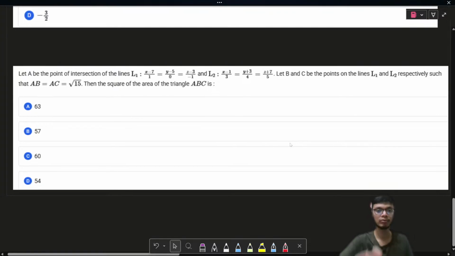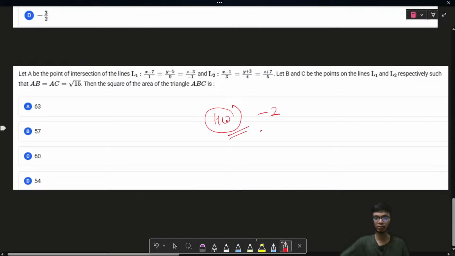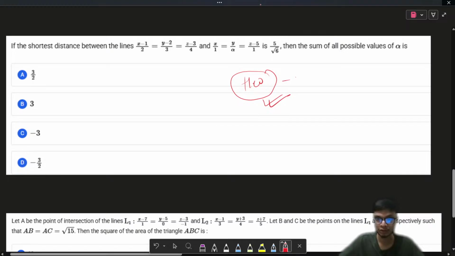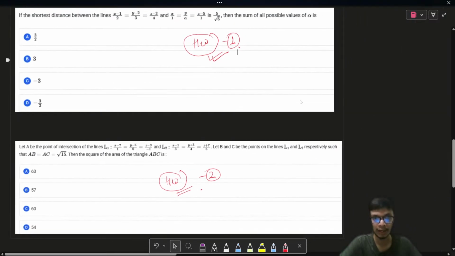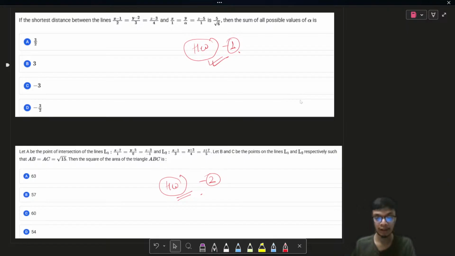Similarly, in this problem you have to find the area of a triangle in three-dimensional geometry. So this is another homework problem. Please try to solve these two problems and let me know the answer in the comment section. Homework number 1 is this and homework number 2 is that. I hope you can take a picture or snapshot of this and solve it at your own comfortable time, and please let me know in the live chat.